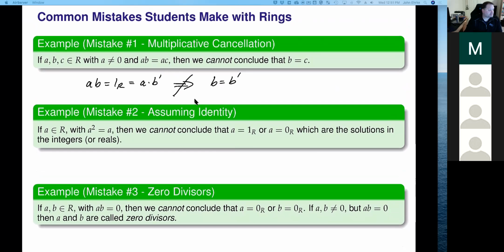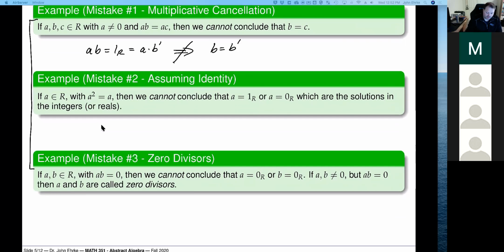The second mistake that I see students make is assuming that they have an identity. So for example, if we were in the integers and I told you that A squared was equal to A and asked you to solve that, you would tell me the solutions are 1 and 0. But if I don't have a multiplicative element 1 in my ring, then the only solution in the ring would be 0 to that equation. So you need to be really careful in assuming that there's an identity in a ring. Oftentimes there is not. And it turns out that mistake 1 and mistake 3 are linked.